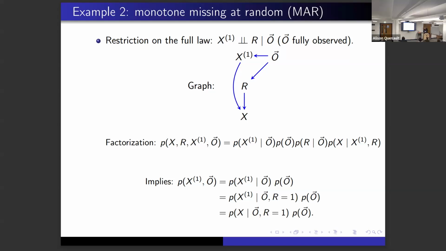Okay. So in this particular DAG, it's almost like the MCAR graph, except that there is a common parent that's observed, O, of both X1 and R. And the factorization of this graph is going to be a little bit more complicated, but it's the same factorization: each variable given its parents. And here, my joint distribution is this missing variable and this observed vector.